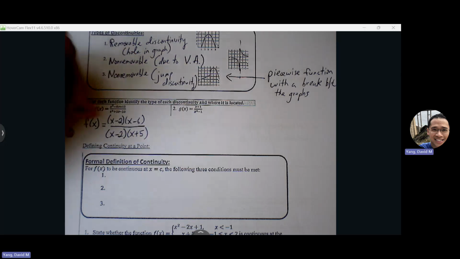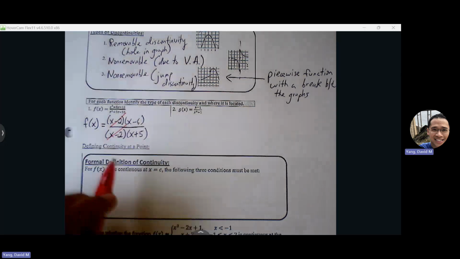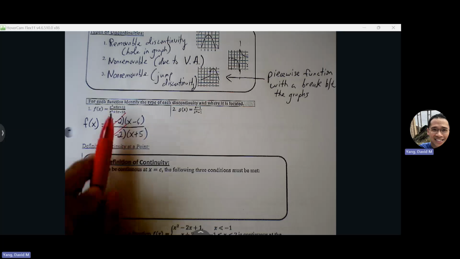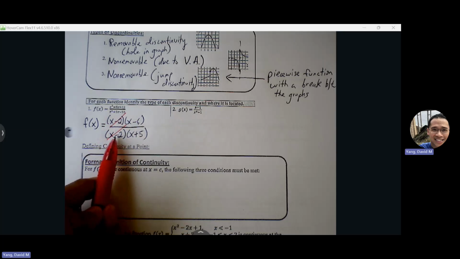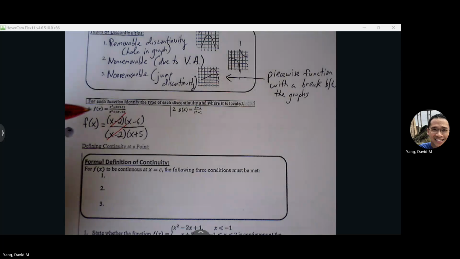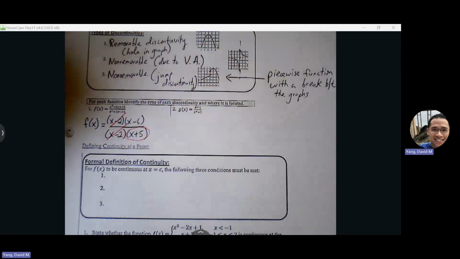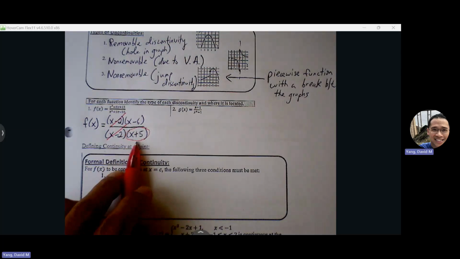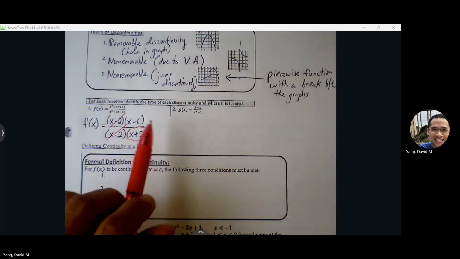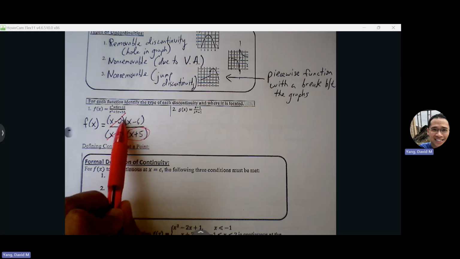x minus 2, whatever cancels out, is telling us there's a hole at x equals 2. So we know there's a removable discontinuity at x equals 2. And then the x plus 5 is telling us that there is a vertical asymptote or a non-removable discontinuity at x equals -5. Can anyone tell me what the x minus 6 is telling us about the graph?